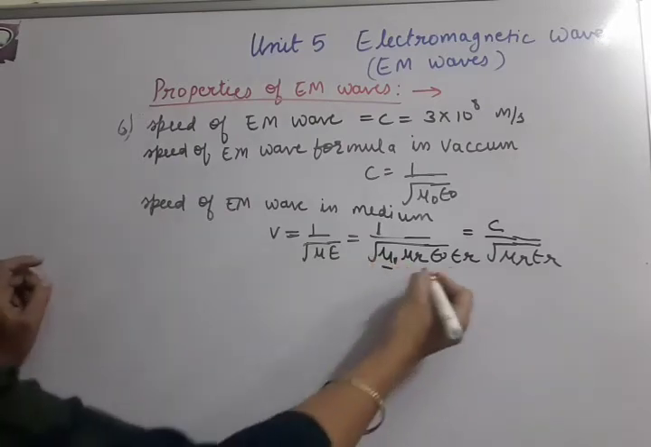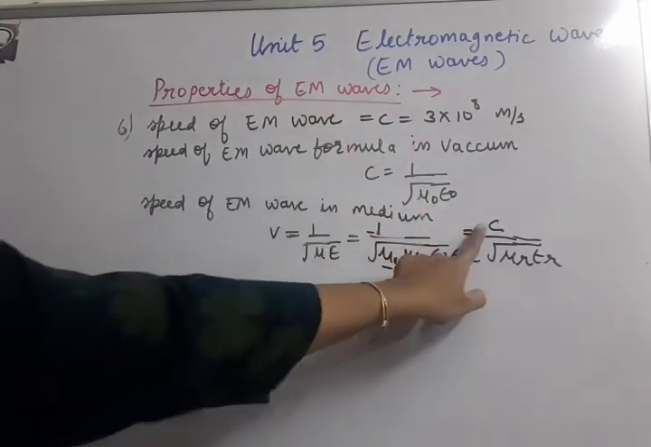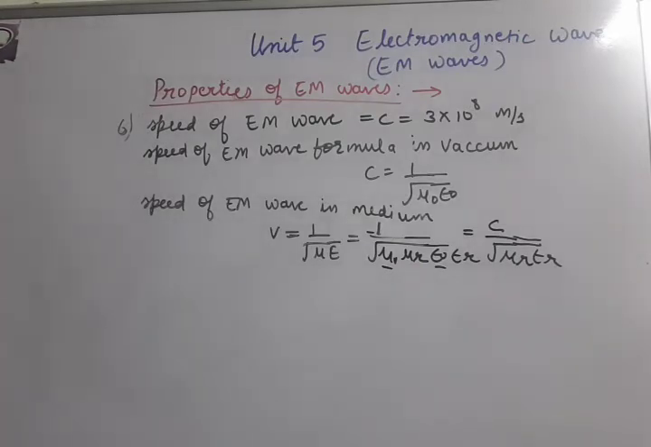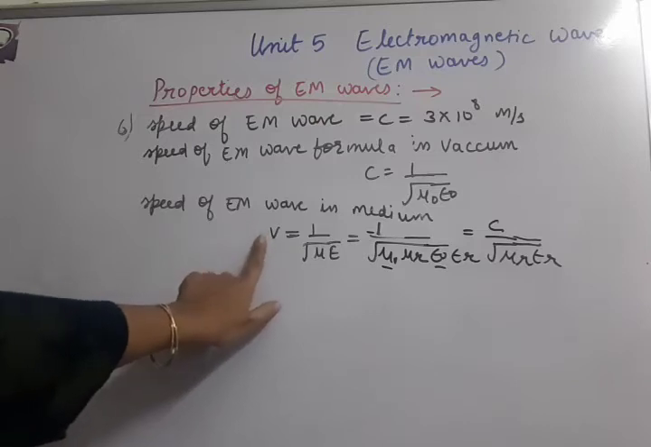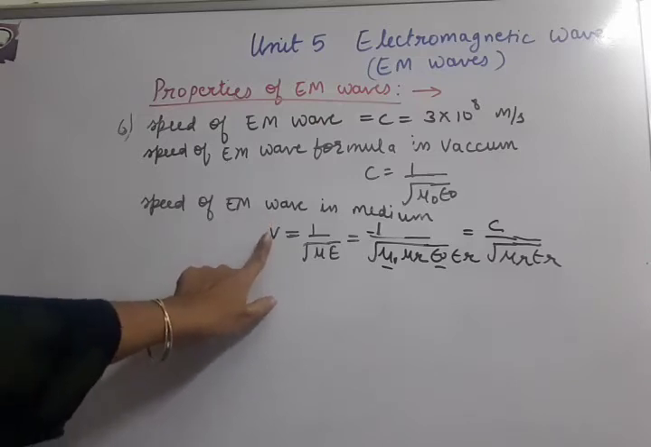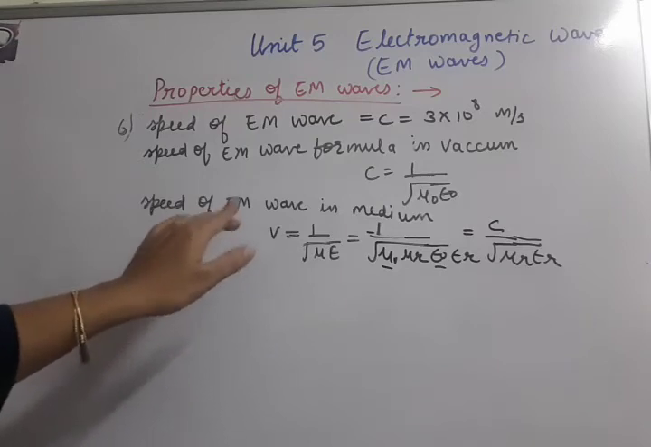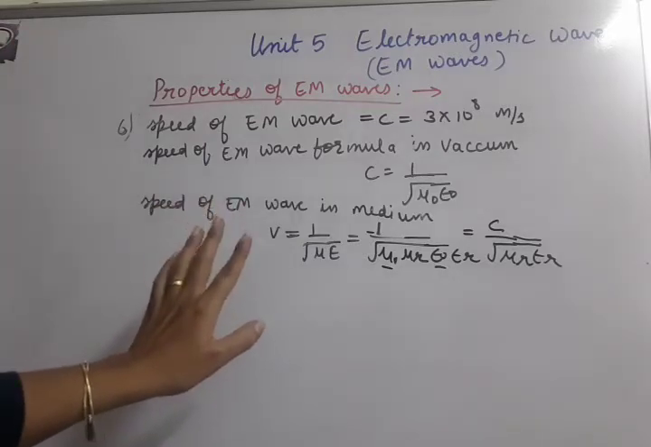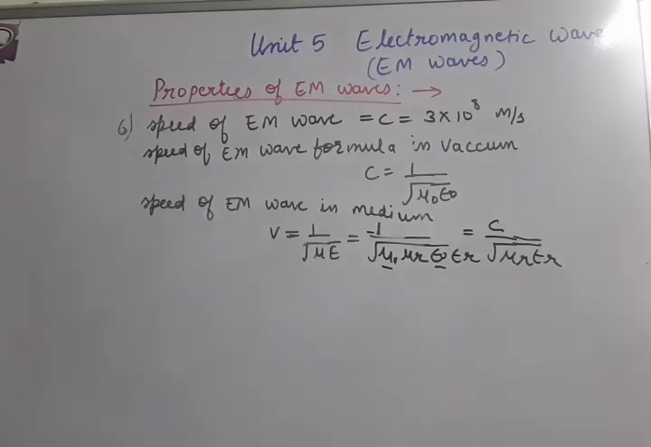I'll underline mu 0 epsilon 0 and 1. Remove all these. This is C. Separate C. What is left now? Root of mu r epsilon r. So remember the formula of the speed of light, the speed of EM wave in medium. I can call it speed of light also, I can call it speed of EM wave also, because light is part of EM wave only. Out of 7 parts, 1 component is light. So the same formulas work for light and EM wave both. Okay, let us proceed to the next property.